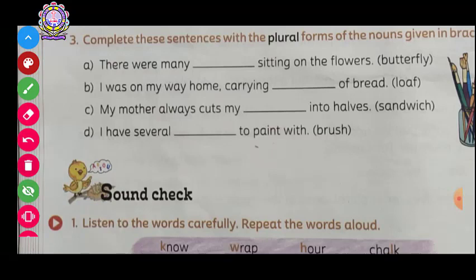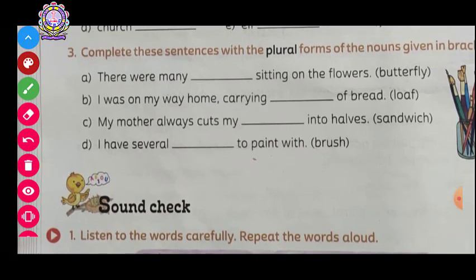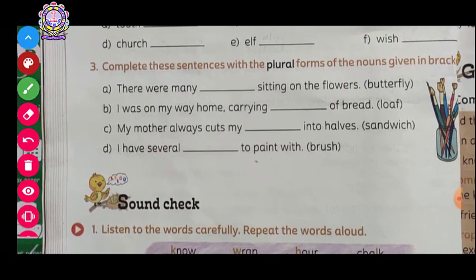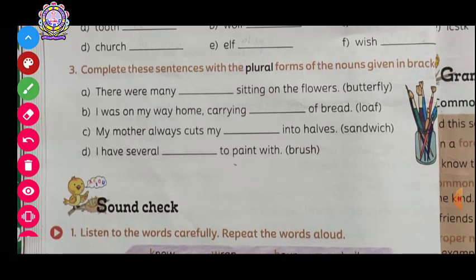So your next exercise is, again you have to fill in the plural. What is written? Complete these sentences with the plural forms of the noun given in the bracket. Again we have to write the plural in it. So your first one: there are many dash sitting on the flowers. Butterfly. So what will be the plural of butterfly?